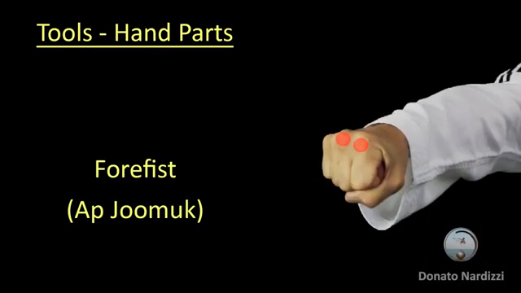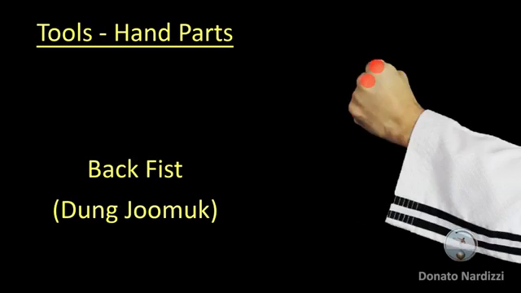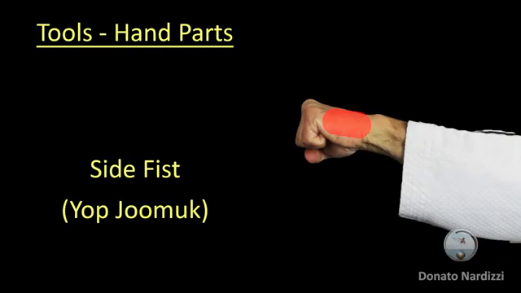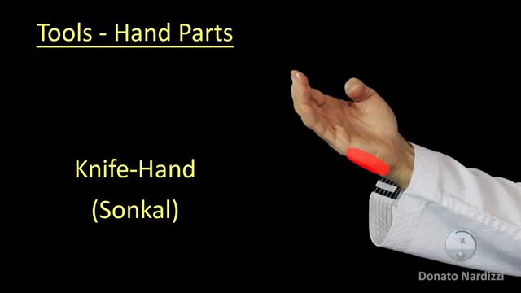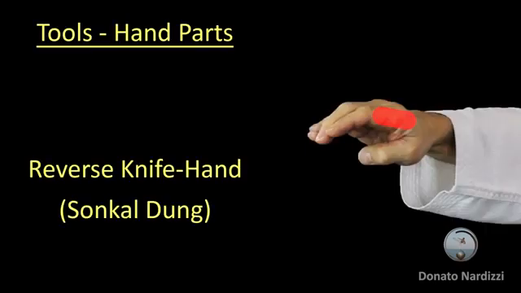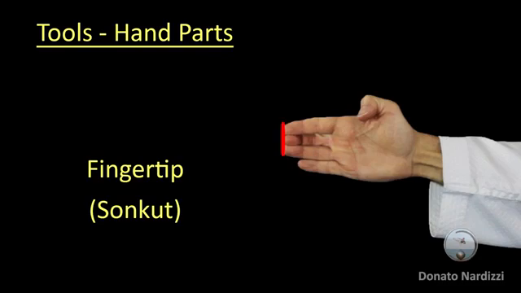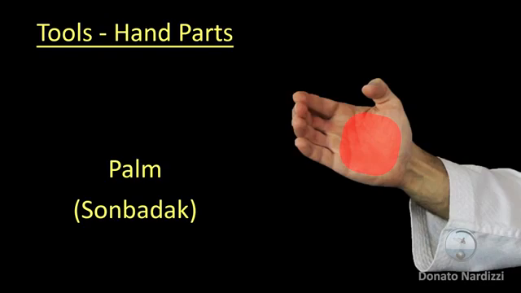Four fist, Ap Chumok. Back fist, Tung Chumok. Side fist, Yop Chumok. Knife hand, Son Kal. Reverse knife hand, Son Kal Dong. Fingertip, Son Kut. Palm, Son Patak.